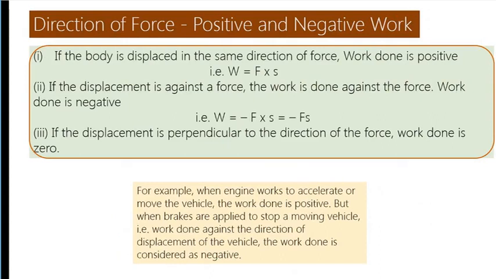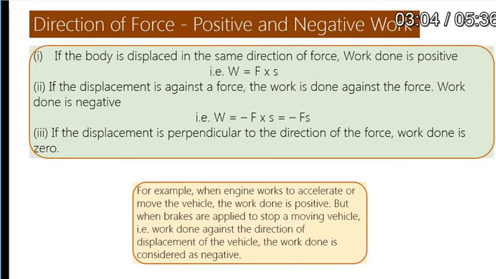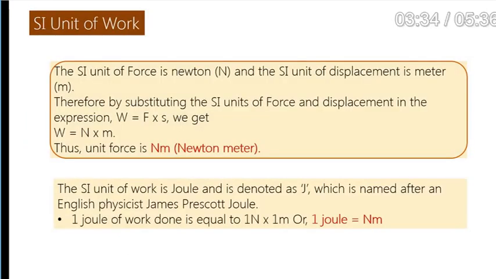Don't worry about the positive and the negative work, but since it's on the screen, you can just look at it yourself. Here, the SI unit of work: force is in newtons and displacement, distance, is in meters. Therefore, work is equal to newtons multiplied by meters, which gives you the Newton meter, and that Newton meter is equivalent to 1 joule. It's just a bit of information to tell you where the name came from.